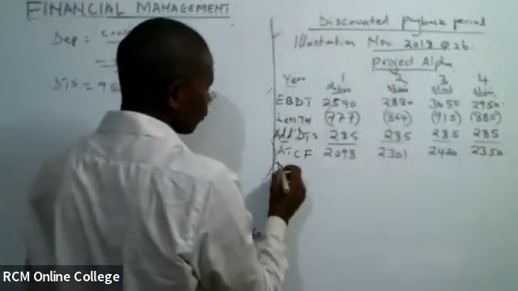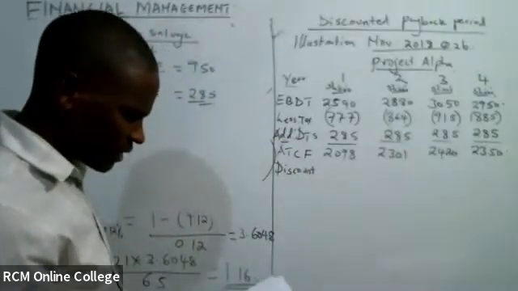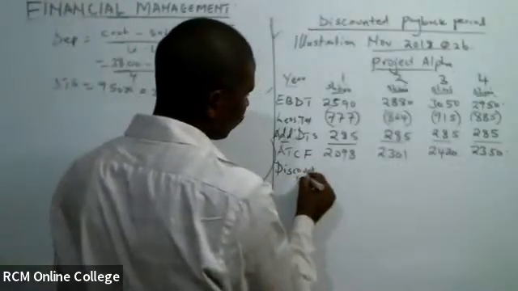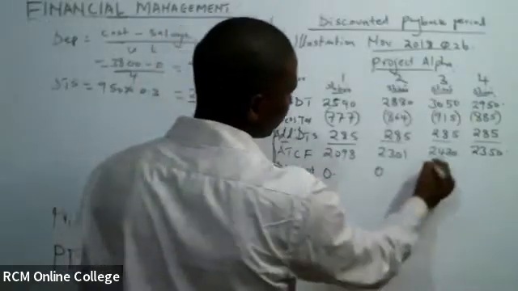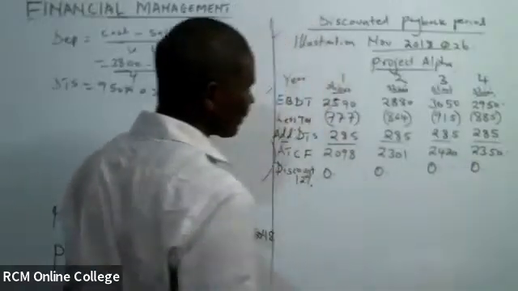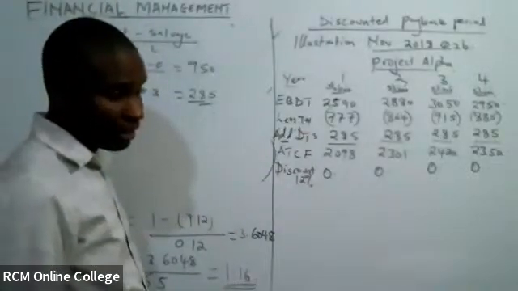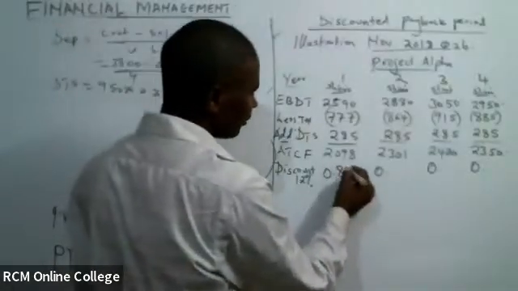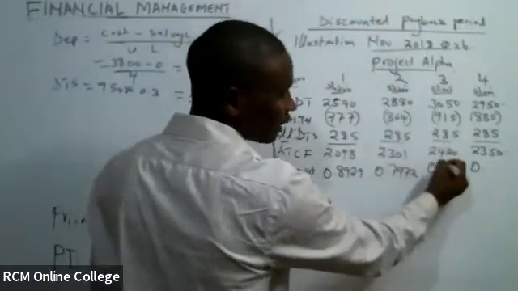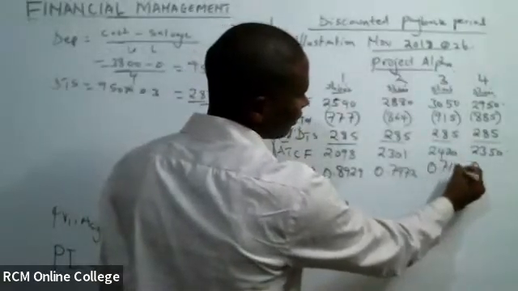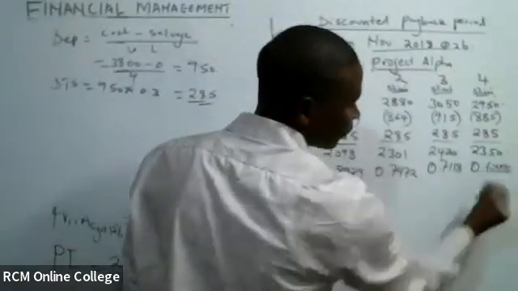Now I want us to discount. What is the discount rate? We were given 12% cost of capital, right? So we discount. These cash flows are irregular, therefore we use the factors. We have used 12% many times. The first is 0.8929. The second is 0.7972. The other is 0.7118. And the last is 0.6355.